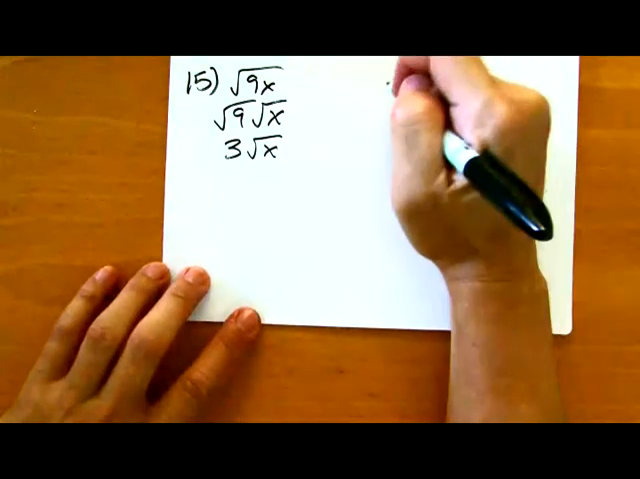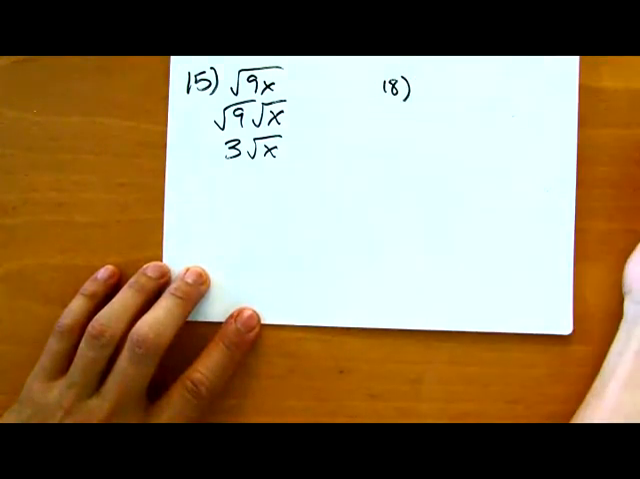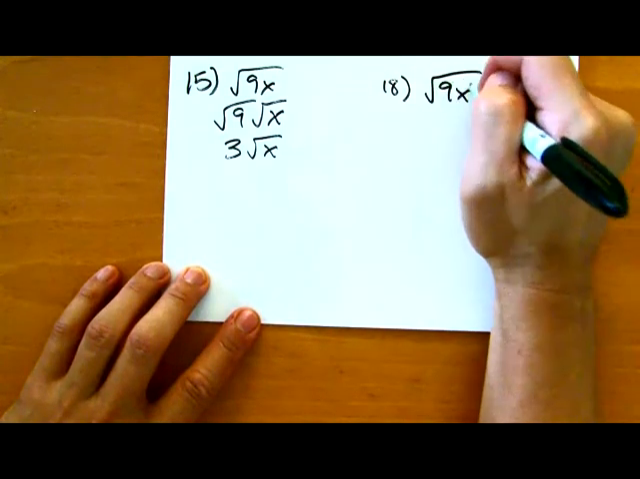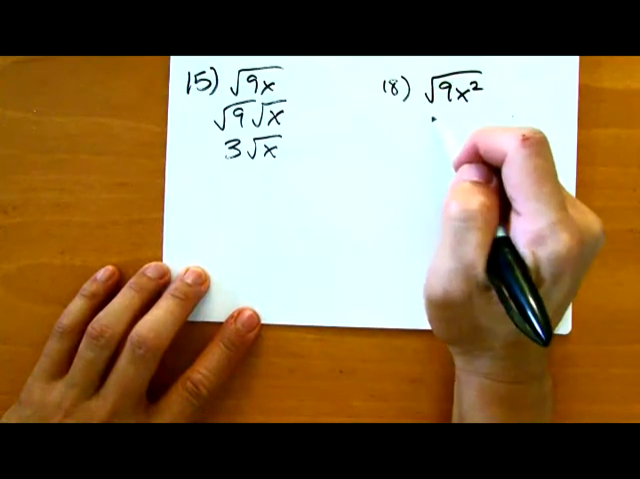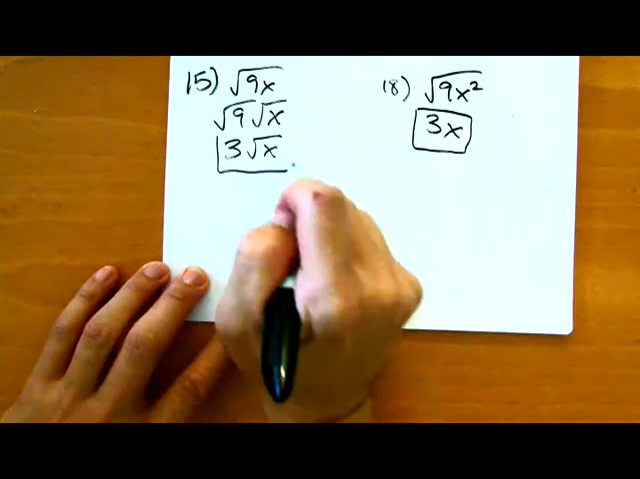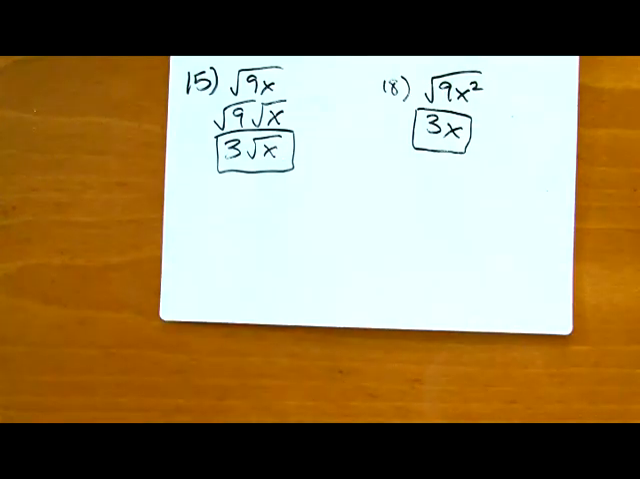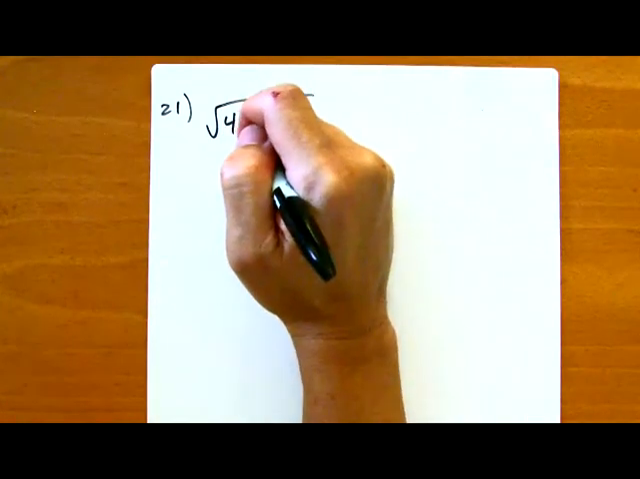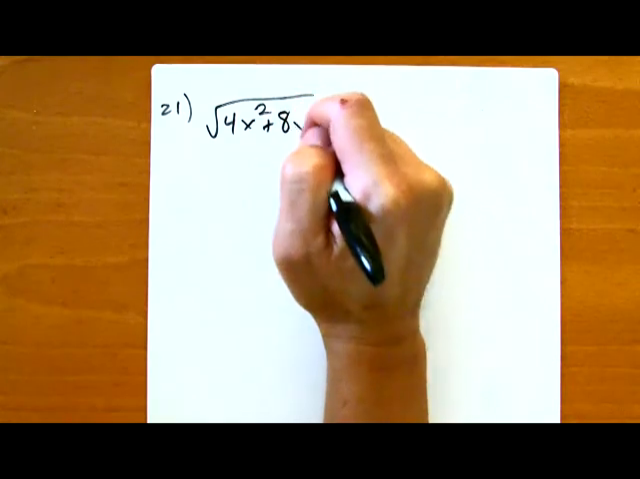Number 18. Same idea. 9x squared. I can square root the 9. I can square root the x squared. Number 21. 21 says 4x squared plus 8x plus 4.